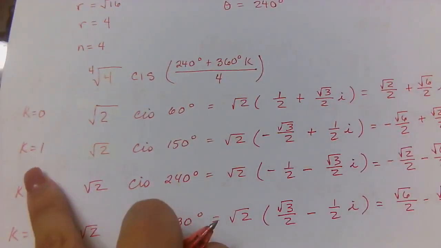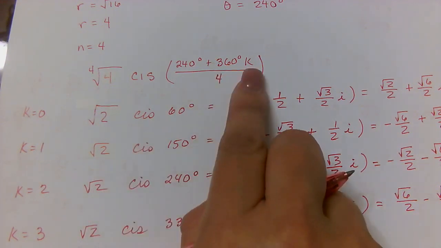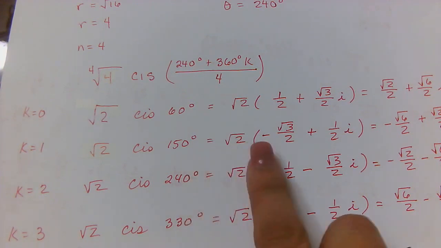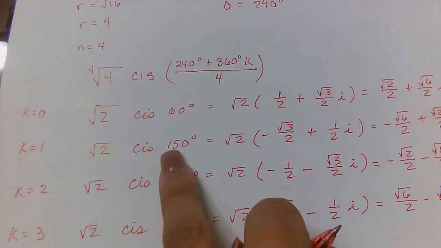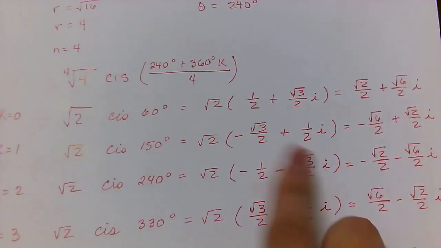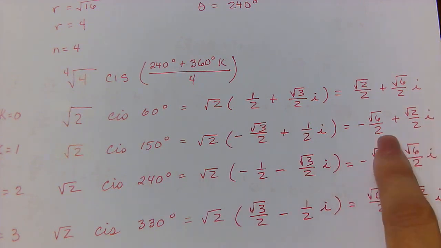Okay? k is equal to 1. You still have the square root of 2. Cis, evaluate this, add these two together, divide by 4, you should get 150. And then evaluate. Cosine of 150 is that, sine of 150 is that, and then distribute the square root of 2 inside the parentheses, and you should get this.